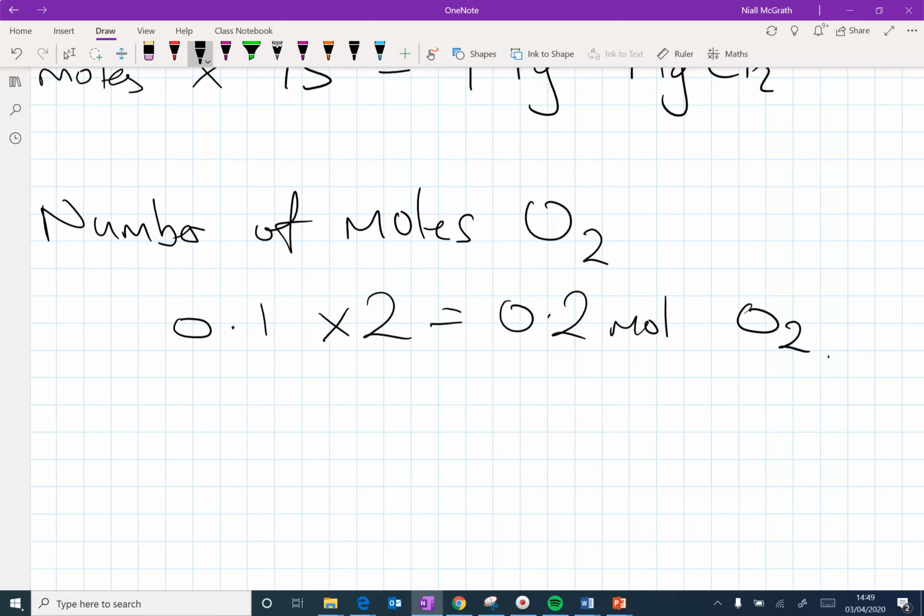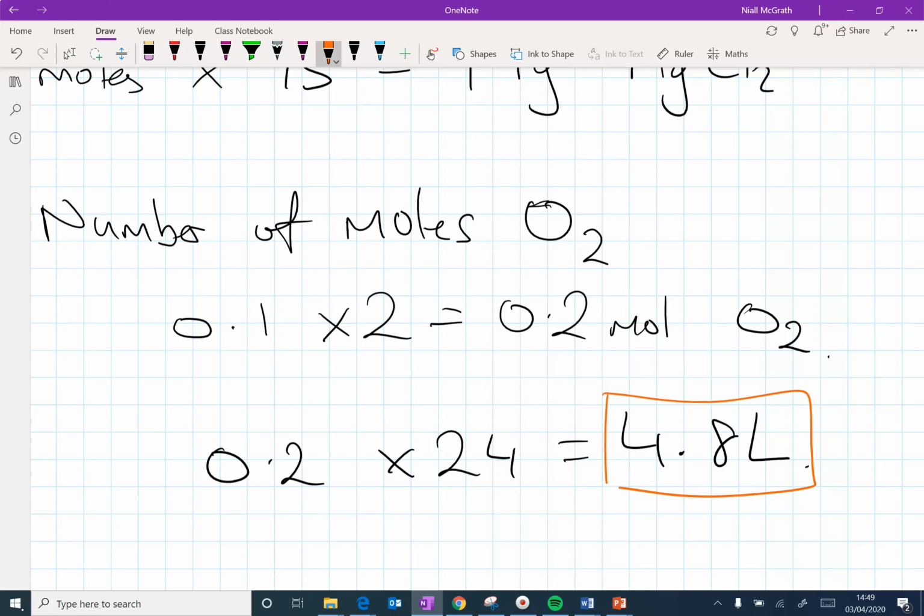To find the volume then, in this case we are going to multiply it by 24 litres because it's at room temperature and pressure. It's going to be 0.2 multiplied by 24, which is equal to 4.8 litres. And that's your final answer to part 4.